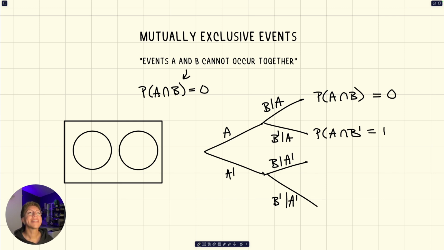So what we can say is that for Venn diagrams and for tree diagrams, it's very easy to see when two events are mutually exclusive. You're going to have a big fat 0 on one of your branches. And in the Venn diagram case, the circles are non-overlapping. All right, that is the last topic for tree diagrams.